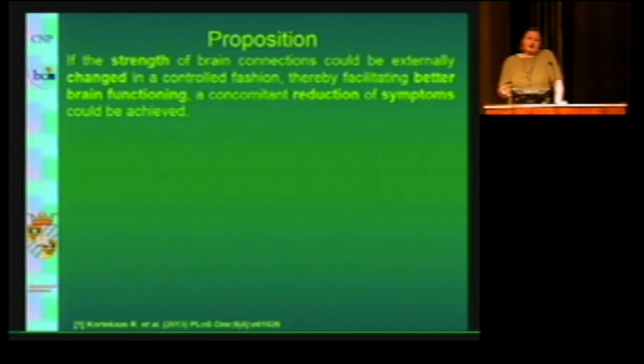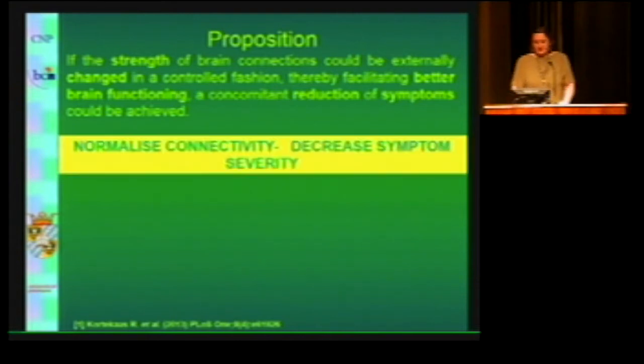Our proposition is that in case these alterations are actually a cause rather than a consequence of an illness, then if we could, in a controlled fashion, change the connectivity such that it is either increased or decreased towards the normal levels of healthy controls, thereby facilitating better brain functioning, we should achieve a reduction in symptom severity. For instance, in hallucinations, the frequency of hallucinations, or in epilepsy, the frequency of seizures. So normalizing connectivity decreases symptom severity.